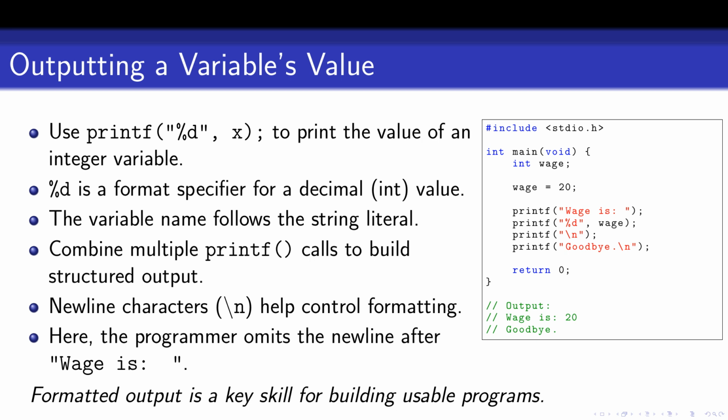If you want to print a label along with the value, you can combine multiple printf statements. In the example on the slide, "wage is" is printed first, followed by the value of wage, and finally a new line. This formatting technique is widely used in all kinds of programs to show results, debug values, or communicate with users. Learning how to format output cleanly makes your programs much more useful.